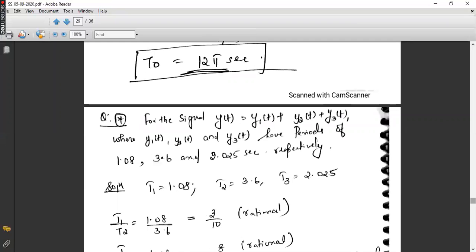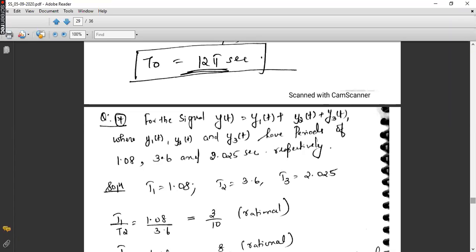Okay, take down this. For the given signal y of t equal to y1 of t plus y2 of t plus y3 of t, I think it is already time up. Okay, 2 minutes I'll take. The time periods of the given signals are mentioned as 1.08, 3.6 and 2.025. The time periods of the three given signals are explicitly given, so you are not going to find the time period in a different way, because in the question T1, T2 and T3 are already defined. So no need to find T1, T2, T3 from the given signal. It is already given directly.